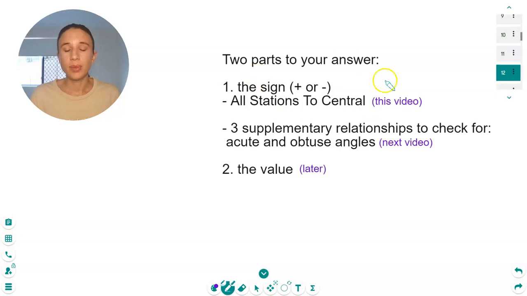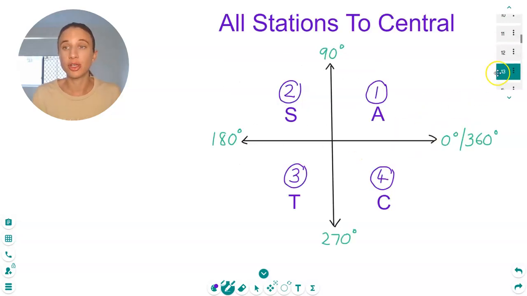Now, with unit circles, there's going to be two parts to our answer. In this video, we're going to look at finding the sign of our answer, the SIGN, not the SINE. We're going to look at this method called all stations to central to help us find the sign. In later videos, we are going to look at acute and obtuse angles and how to find the value. But let's just focus on finding the sign.